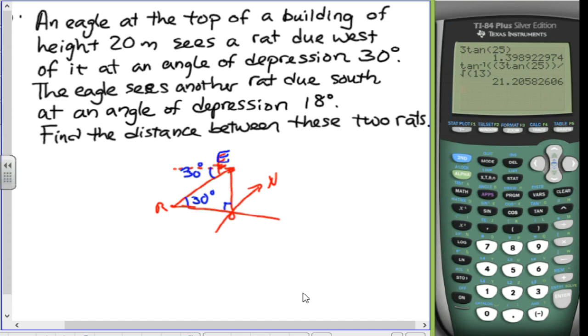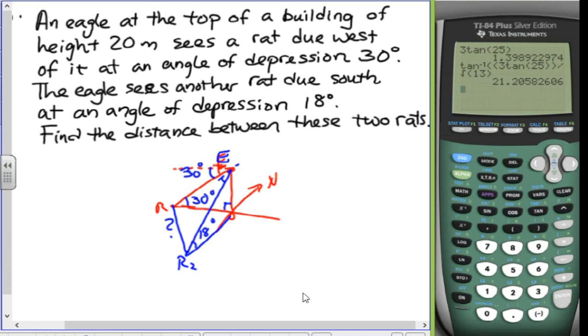Now, what do we have? The eagle sees another red due south over here, which is at 18 degrees due south. And over here is 18 degrees. That means over here is also going to be 18 degrees. This is red number 2, and we want to find this distance here, between R and R2.